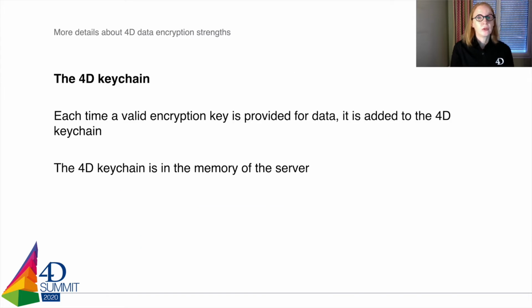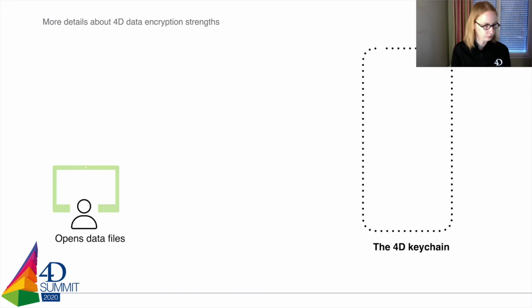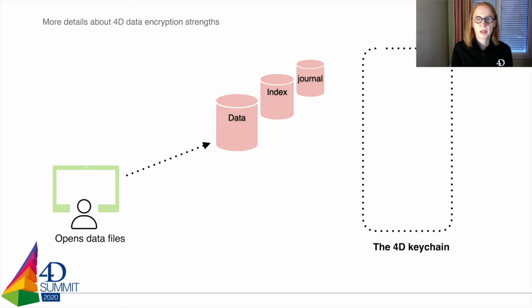An important strength is the 4D keychain. Each time a valid encryption key is provided for data, it is added to the keychain. And this keychain is in the memory on the server. Here, a user opens an encrypted data file. They provide the valid encryption key. It is added to the 4D keychain.